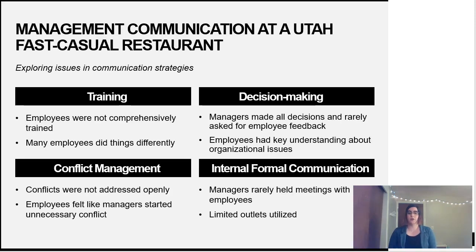So, moving on to specific management communication at a Utah fast casual restaurant. I wanted to highlight 4 areas that I looked at in my paper that are training, decision-making, conflict management, and internal formal communication. So training is incredibly important in terms of developing a strong and productive workforce. And it's really important that managers are the ones that facilitate a really effective process for bringing folks into an organization and making them feel like they know what they need to know to be successful. So at the organization that I studied, managers' strategy for assimilating people into the workforce was basically just come on in and jump in and learn as you go.